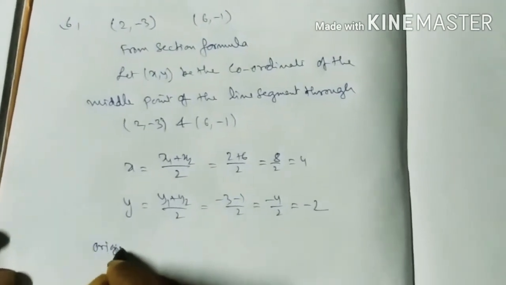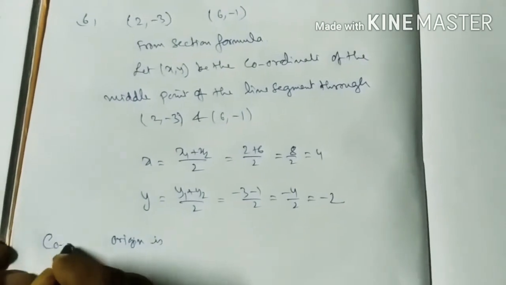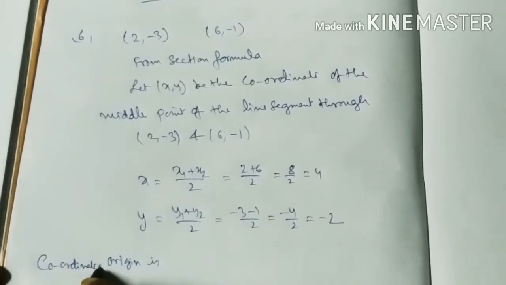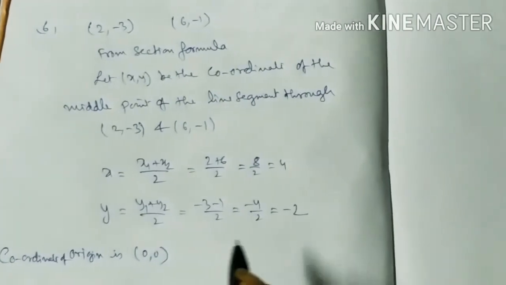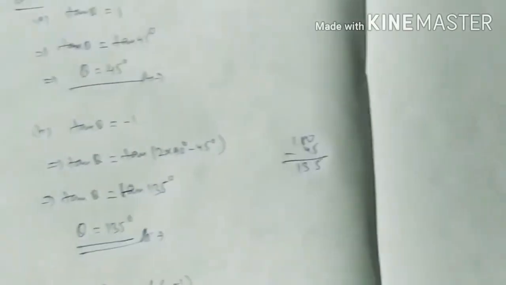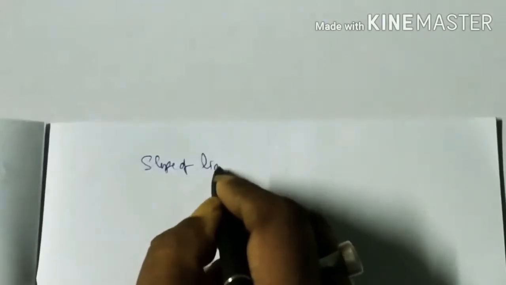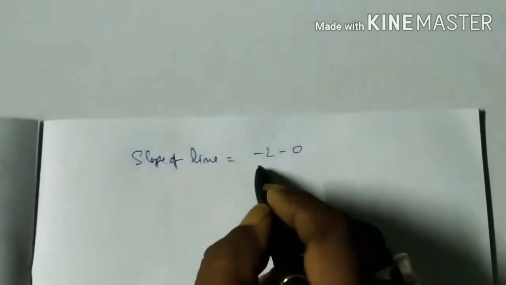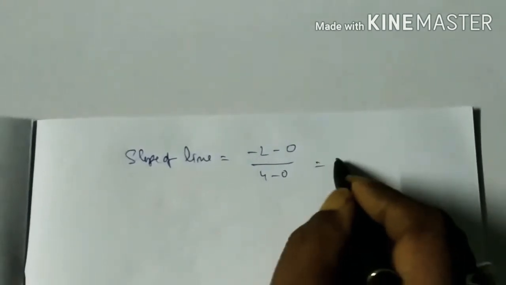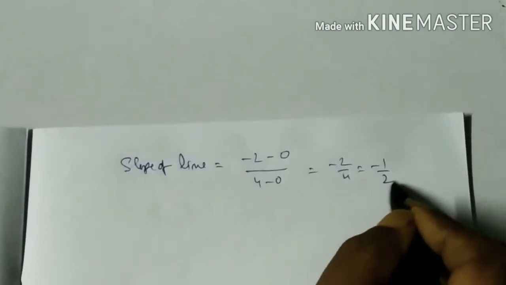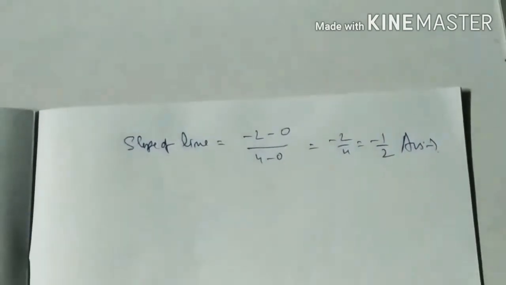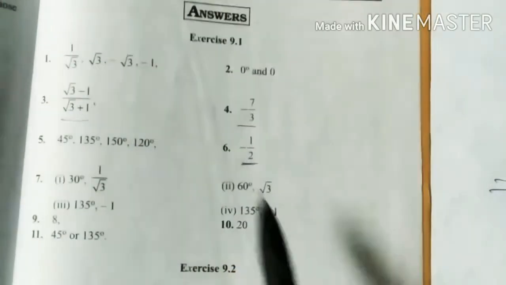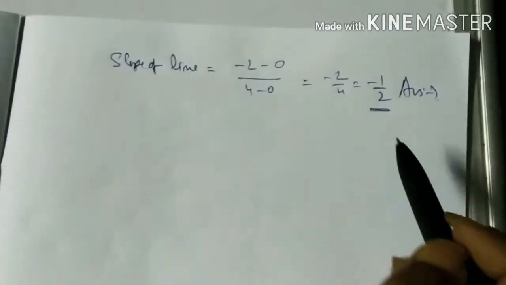So now you have to find the gradient of the line joining the origin. The coordinate of the origin is 0, 0. So the slope or the gradient of the line will be (y2 minus y1) by (x2 minus x1), that is (-2 minus 0) by (4 minus 0), that is minus 2 by 4, that is minus 1 by 2. This is your answer. So let me see the answer. Question number 6 is minus 1 by 2.